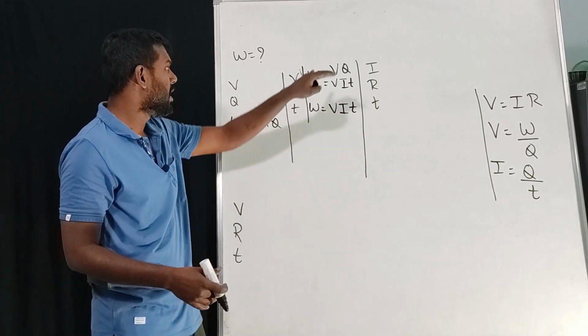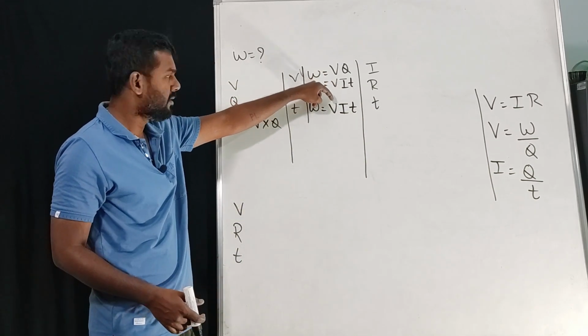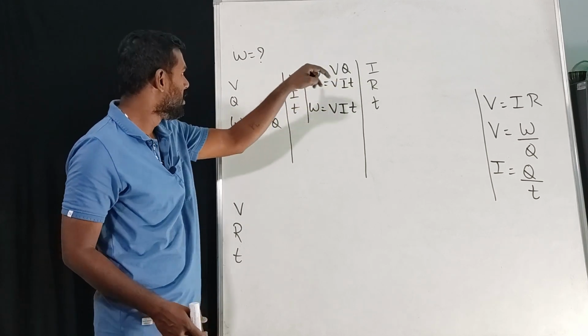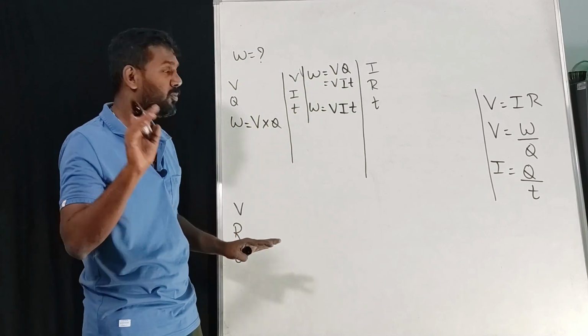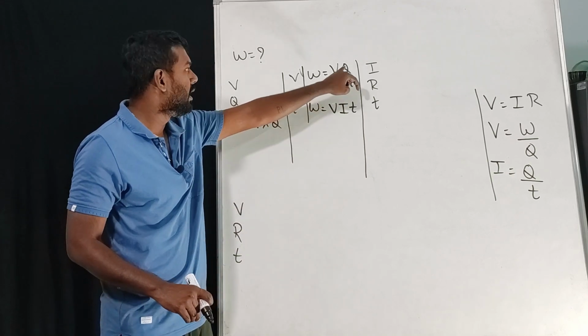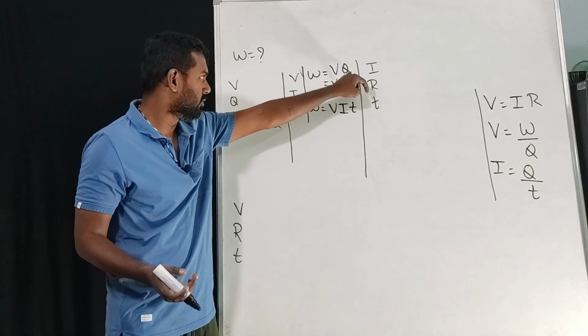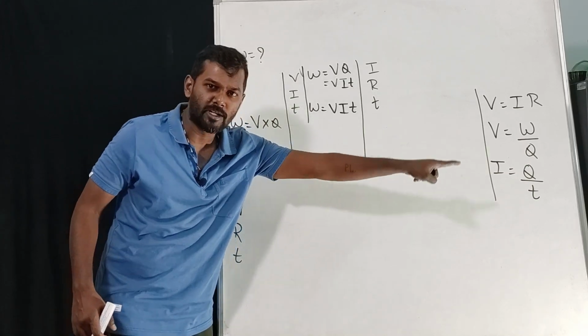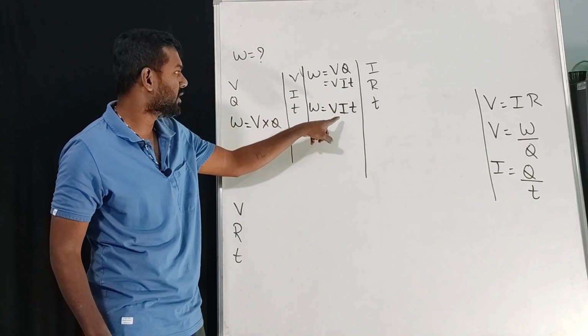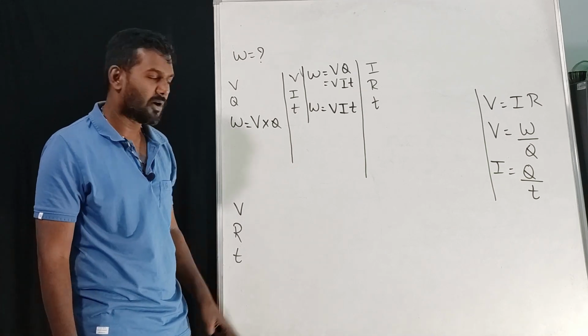I'll repeat one more time. Always write the basic formula. W is equal to V into Q. V is given in the question. All these things will be useful in the numerical. They haven't given the value of Q. So how to find Q? Using the basic formula, Q is equal to I into T. So this is how we are going to find the value of work done.